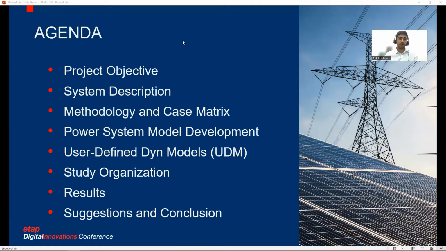describe today. So in the first half, I'll walk you through the objective of the study and give you a description of the system. Then we look into the methodology in terms of the approach for the study, shortlisting the cases, the development of the power system, and the future renewable expansion plans. And finally, we move our focus to ETAP, talking about the user-defined dynamic models, the organization of the study, and then ending with results and conclusion.